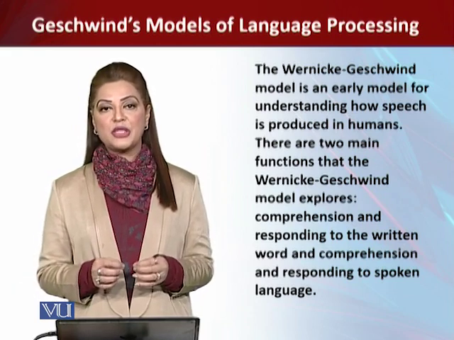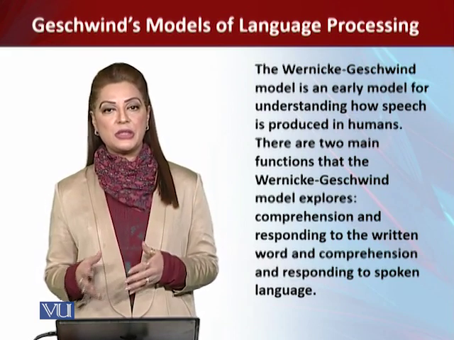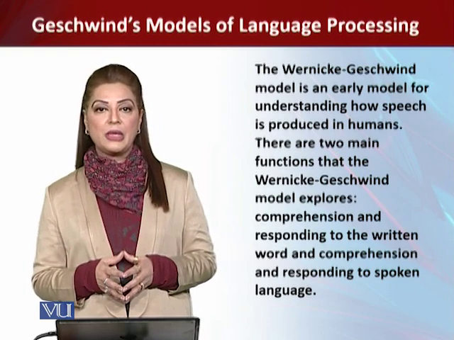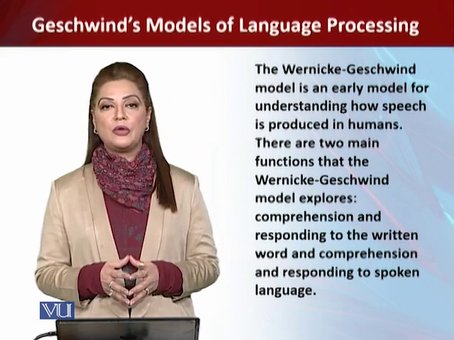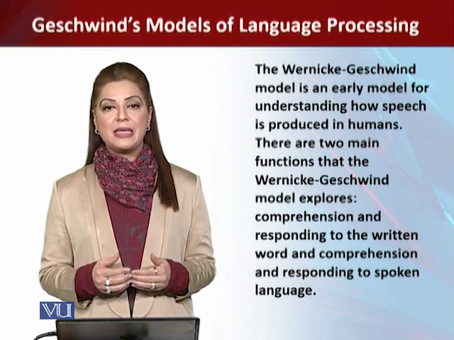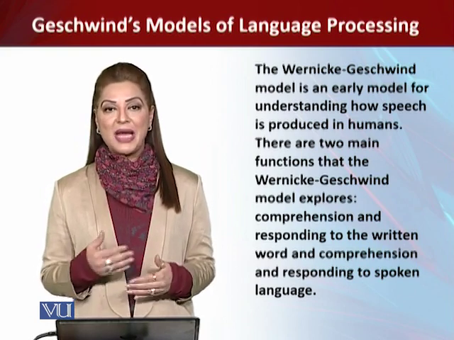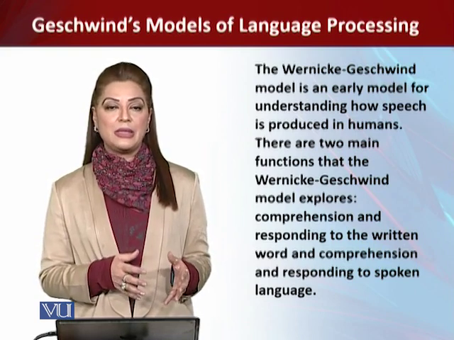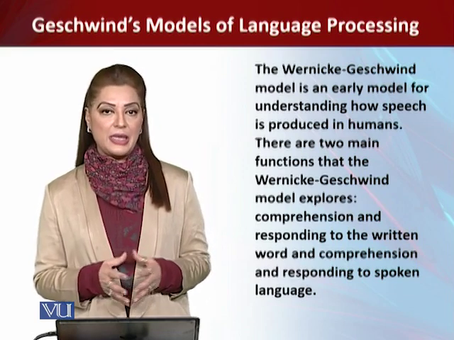The model explores two areas. One is comprehension and responding to written words, and the second is comprehension and responding to spoken words. This model concerns largely the connections between different areas of the brain, and it holds that these areas communicate in order to extract information about the meaning of a word before that meaning is passed to the speech production and the motor areas of the brain.